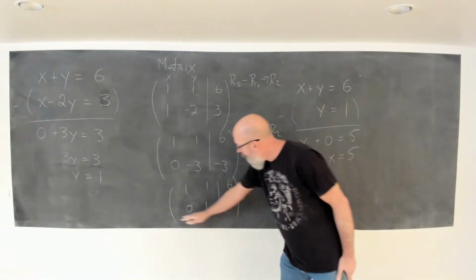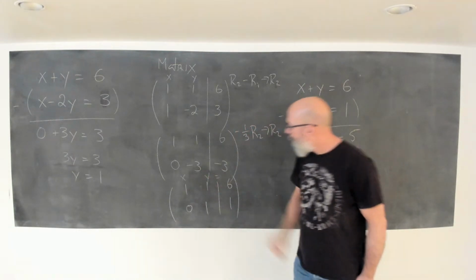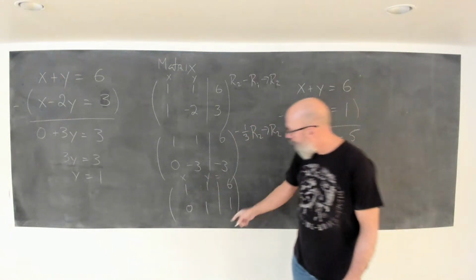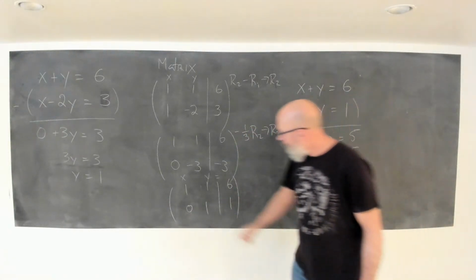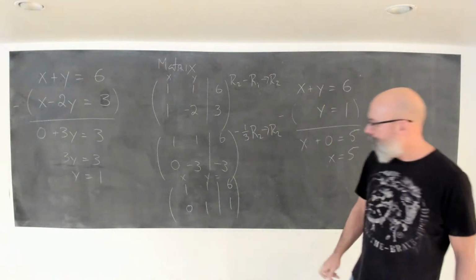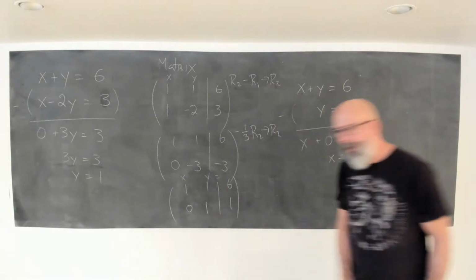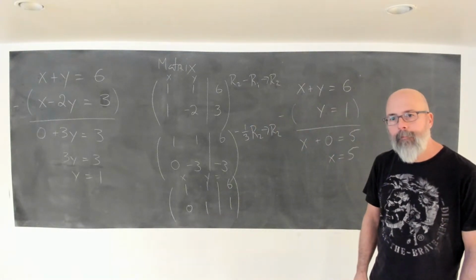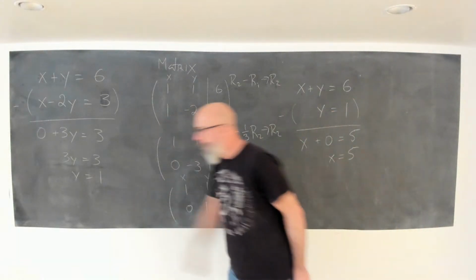If you take a step back, remembering that the first column is for the x's, second column for the y's, and third column for the constants, this last row here is telling us that 0x plus 1y equal to 1. Or y is equal to 1. Exactly what we had here.